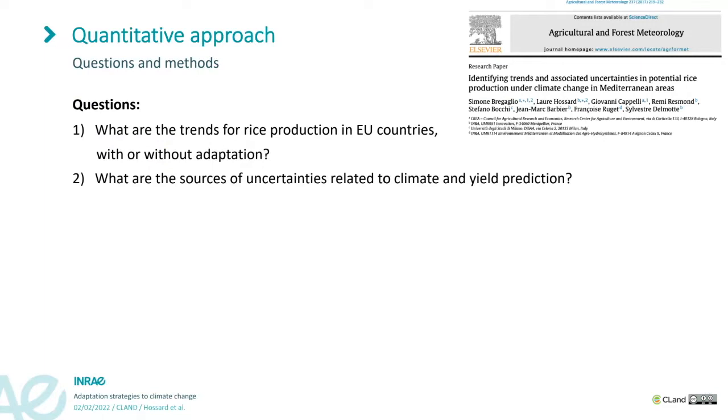So this example is based on a paper we made with Italian colleagues. And in this paper, we asked ourselves two questions. The first is, what are the trends for rice production in European countries? It's not really European countries, actually. It's south of France and north of Italy, with and without adaptation. And the second was, what are the sources of uncertainty related to climate and yield predictions?